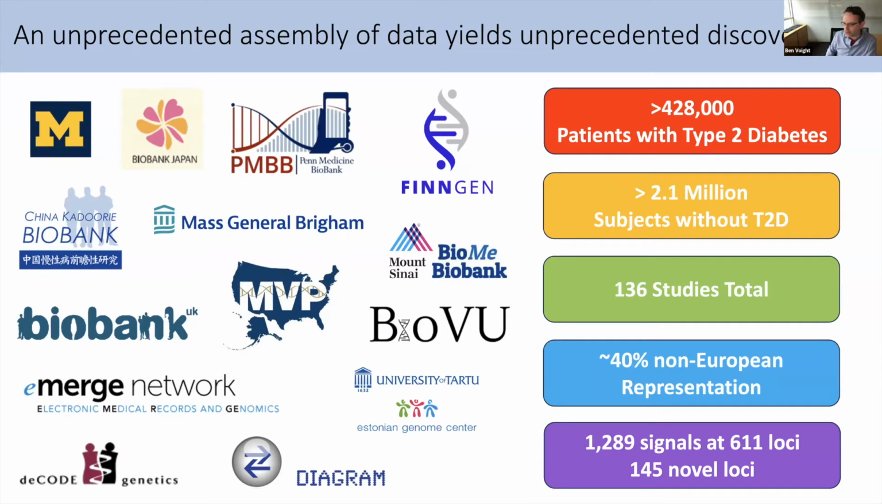145 new loci, 1,300 signals in the genome. So really emphasizing the idea that type 2 is a polygenic trait with many sites of the genome that matter, that we can discover these by expanding sample sizes and expanding who we combine together. And so, okay, that's great.